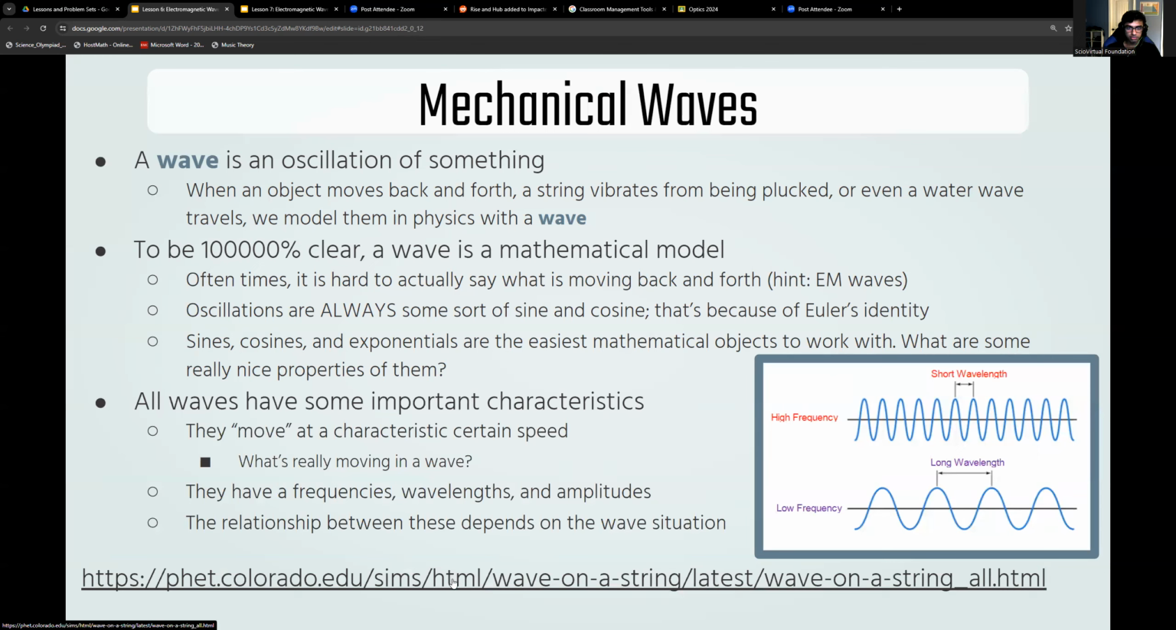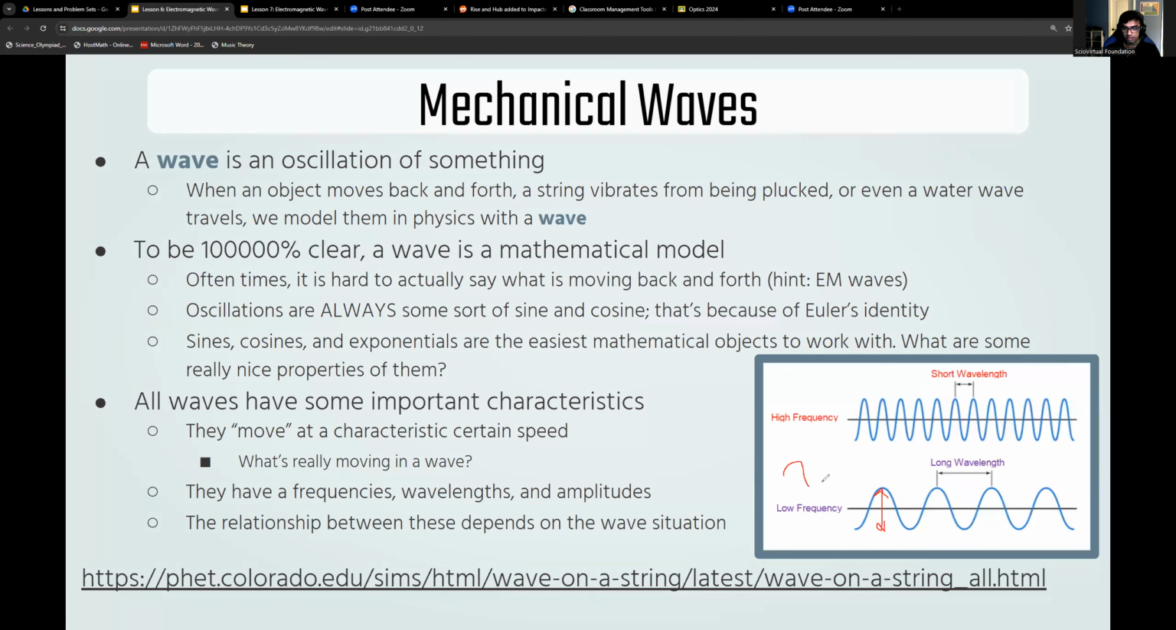All waves have some important characteristics. They move at a certain speed. They have frequencies, wavelengths, and amplitudes, and the relationships between those depend on the wave situation you're looking at. What's really moving in a wave, though? Once again, it's context dependent, but the key thing I want to emphasize is that this is going up and down. Every point on this wave is going up and down.